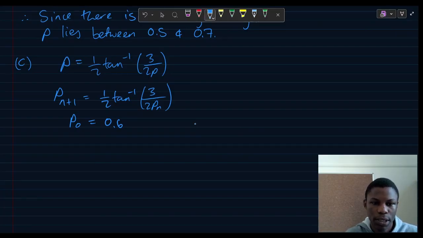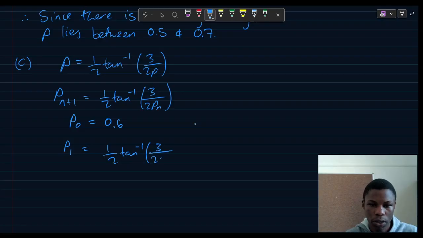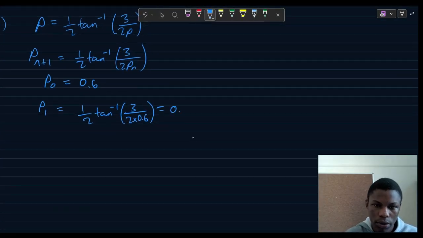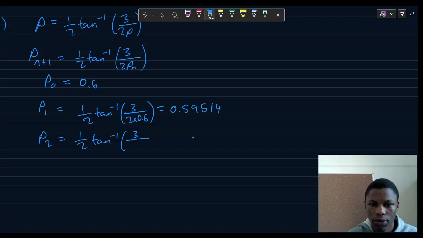So if P0 is 0.6, P1 is going to be half of arctan of 3 over 2 times P0, which is 0.6. And this gives us 1 over 2 arctan of 3 over 2 times 0.6, and they say they want the result of each iteration to 5 decimal places. So 0.59514. And if we go for our next iteration, we're going to do half arctan of 3 over 2 times the result of your previous iteration.